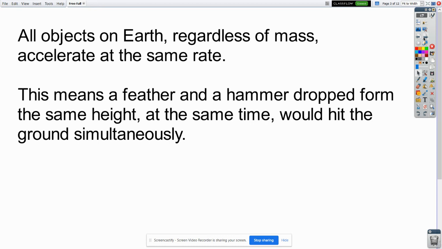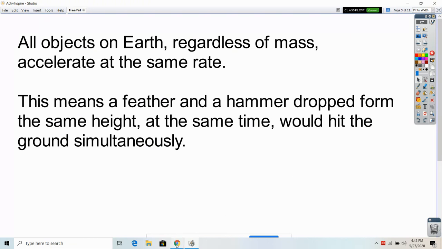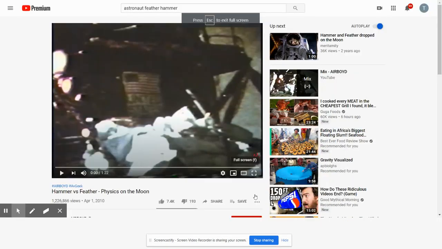Any two objects, regardless of mass, dropped from the same height at the same time will hit the ground simultaneously. So literally, if I take a feather and a hammer, hold them up 1 meter in the air, and let them go, if there is no air resistance, both the feather and the hammer would hit the ground at the exact same time. Our problem on Earth, obviously, is the air resistance, but there is a place you can go in this universe that has no air resistance, and that place would be the moon. And that actual experiment was done on the moon.